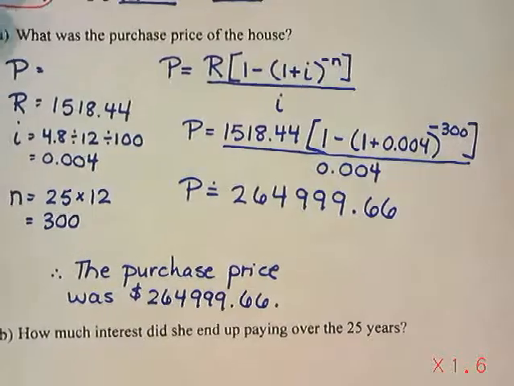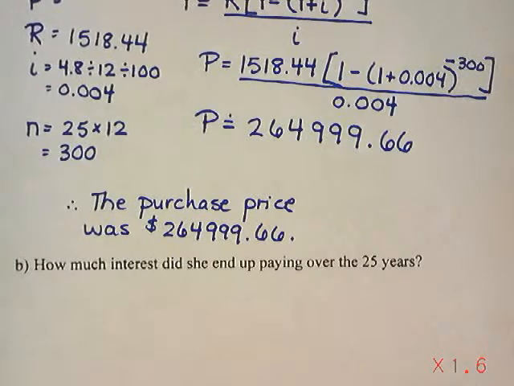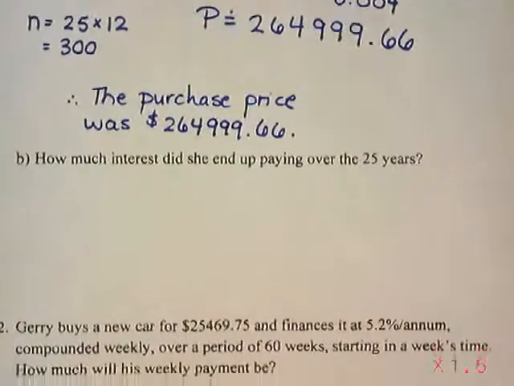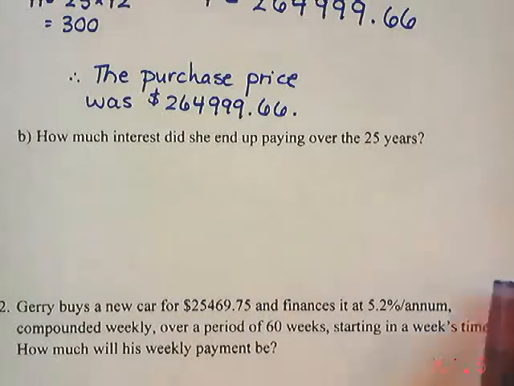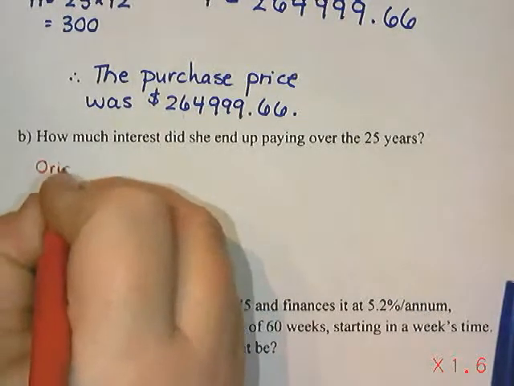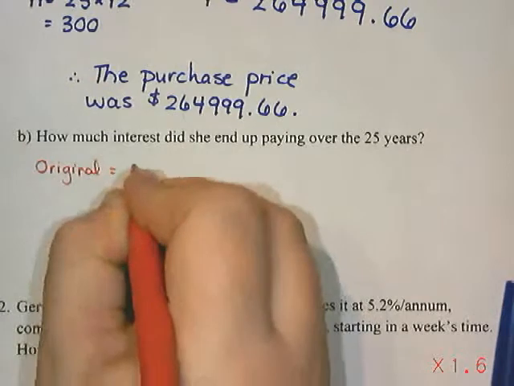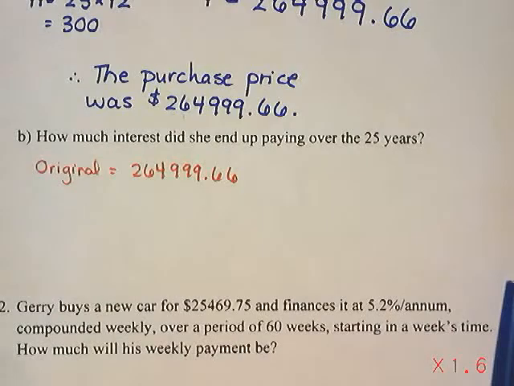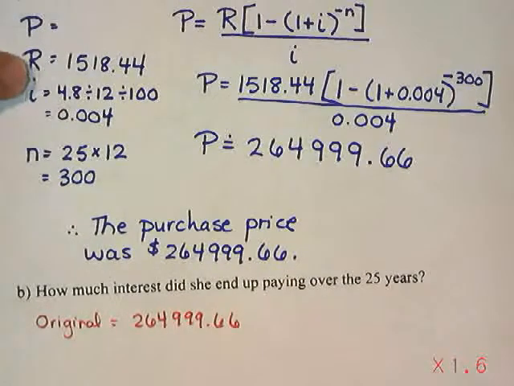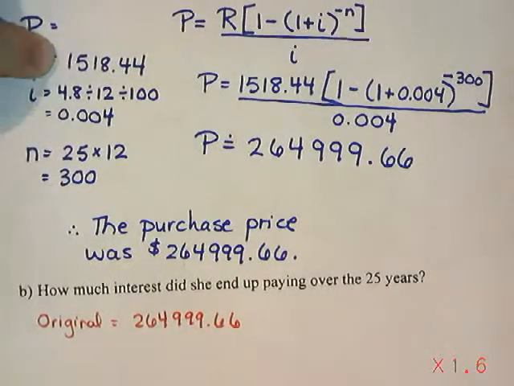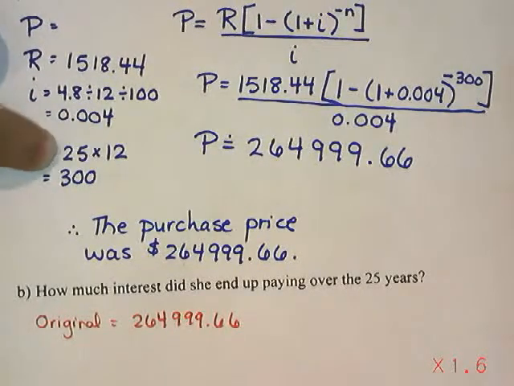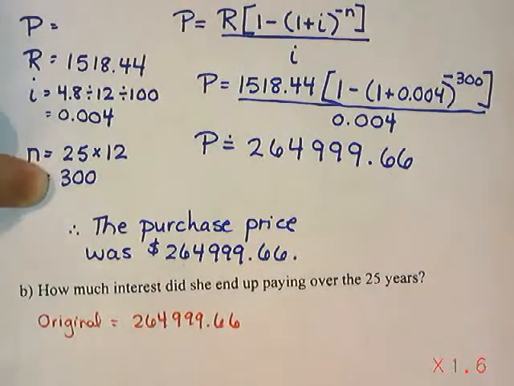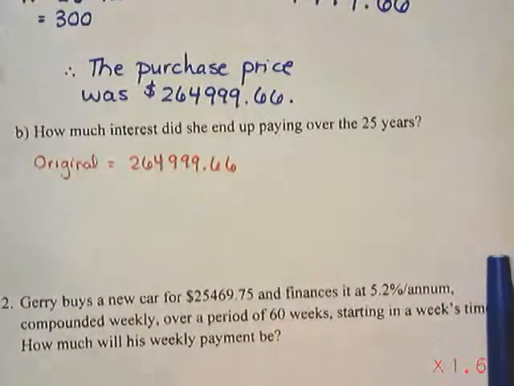Now there's a part B to this question. It says how much interest did she end up paying over the 25 years? So I know that the original cost was $264,999.66. But what I don't know is how much money she put in. So we know she was making payments of $1,518.44. And she made 12 payments a year for 25 years, which means she made a grand total of 300 payments.